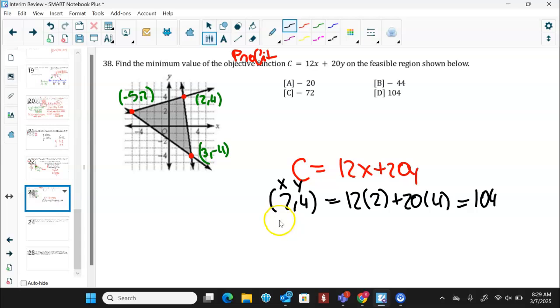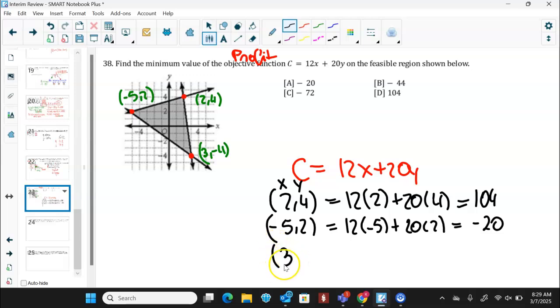The next point is -5 and 2. So once again, 12 times an X, it's -5 plus 20 times 2. So we are going to get -20 here. And then the last point is going to be 3, -4. And we are going to get 12 times 3 for the X plus 20 times -4 for the Y. And we are going to get -44.